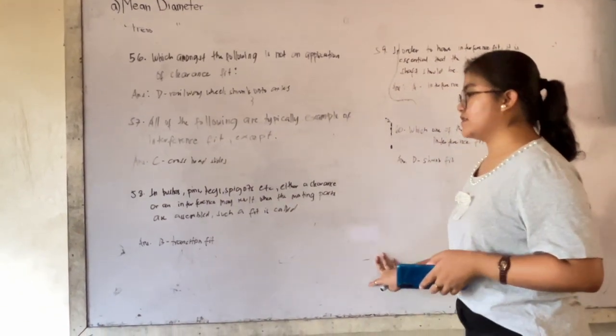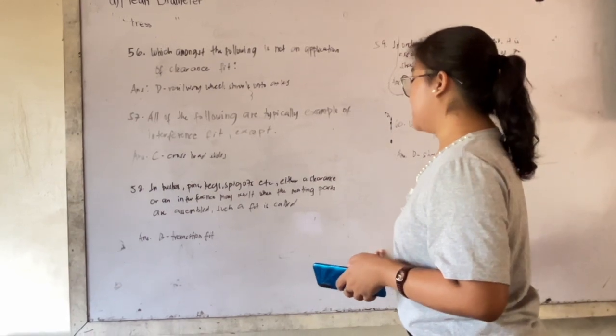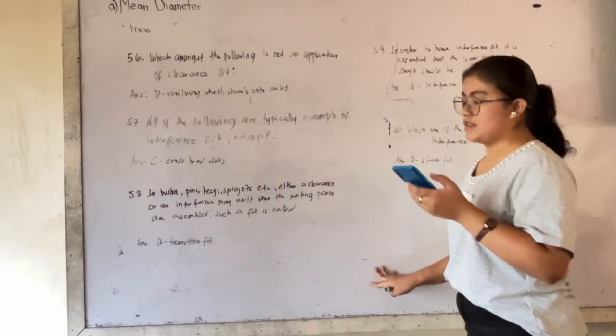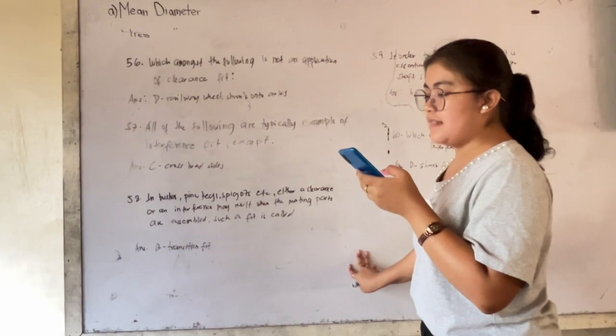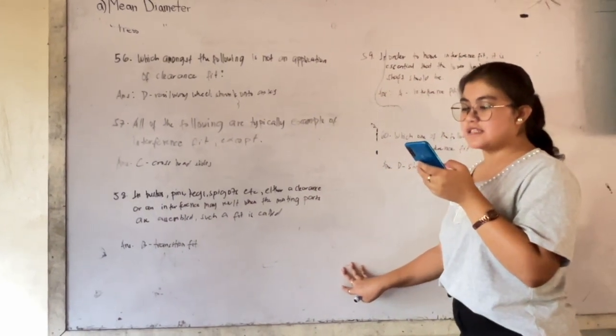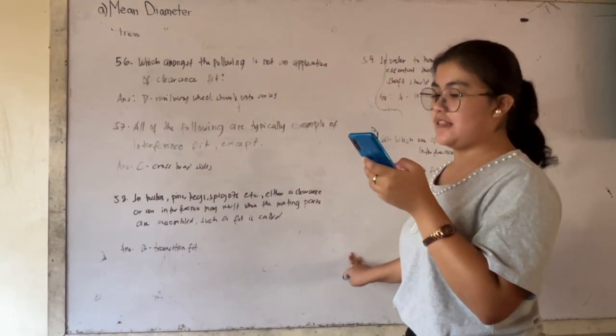Either a clearance or an interference fit results when the mating parts are assembled, such as fit a small letter P, transition fit, because it may result in either slight clearance or slight interference.